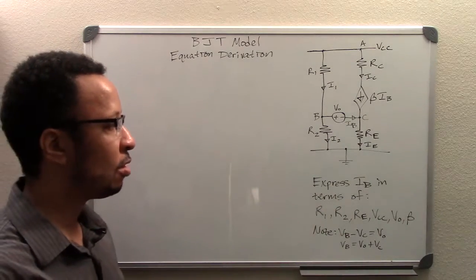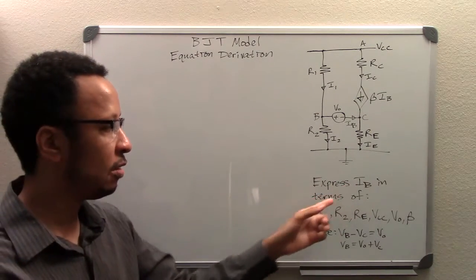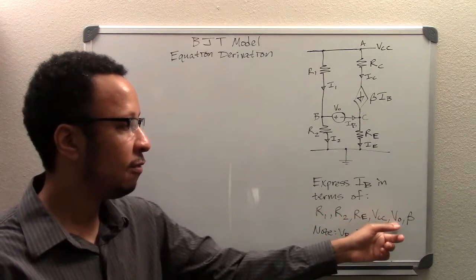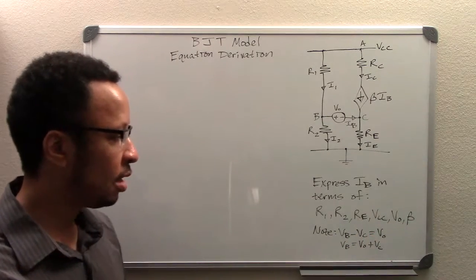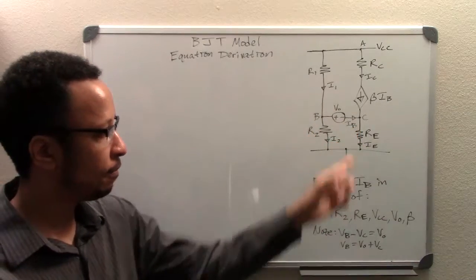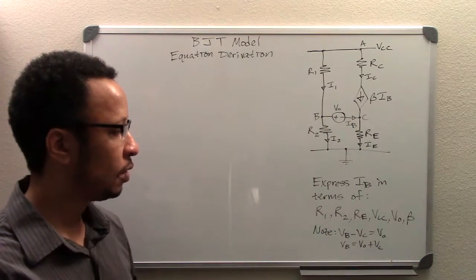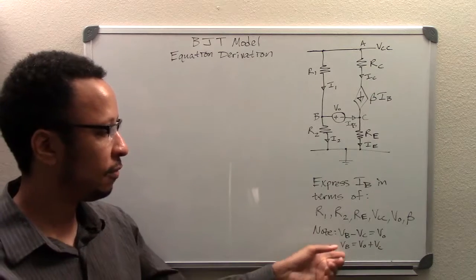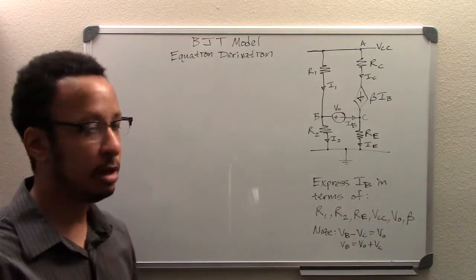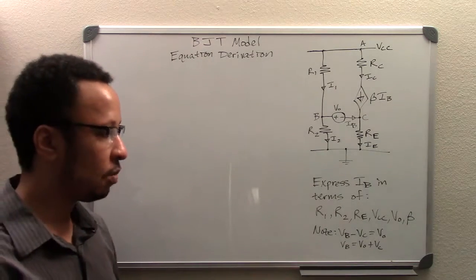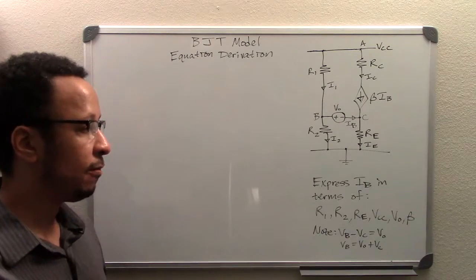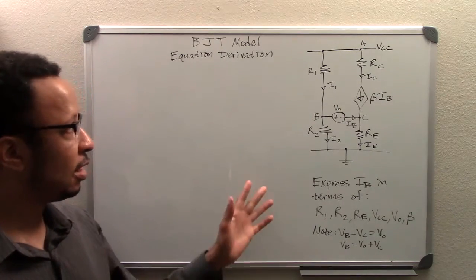So the goal of this problem is to express IB in terms of R1, R2, RE, VCC, V sub 0, and beta. I made a special note here that VB minus VC equals V sub 0, and that can be rearranged to say that VB equals V sub 0 plus VC. And that will prove to be something that is essential for our analysis and derivation.